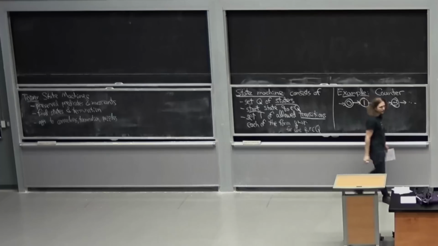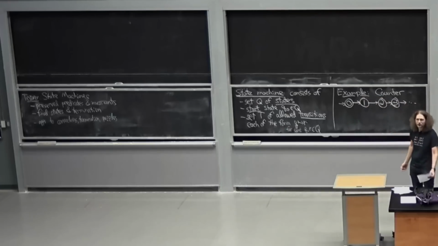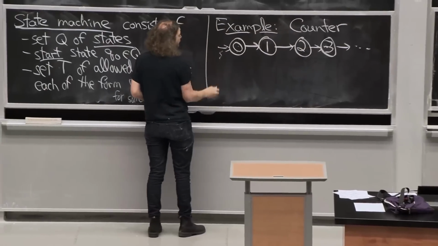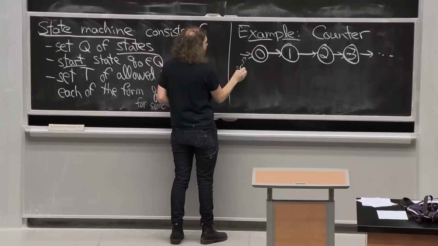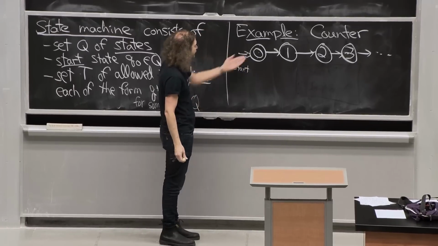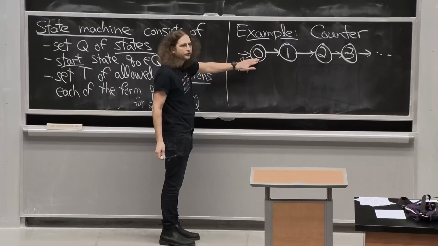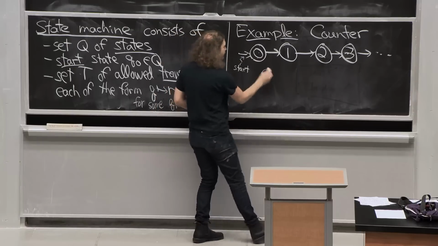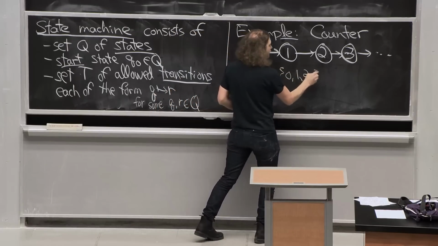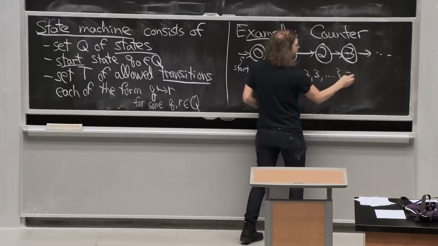OK, so this is a machine. You can think of it as a single register on your machine, a single variable. It starts at 0. This little notation here means start state. There's an arrow coming from nowhere, so that's where you start. You start in state called 0. So the set of states here is 0, 1, 2, 3, and so on. In other words, the natural numbers.